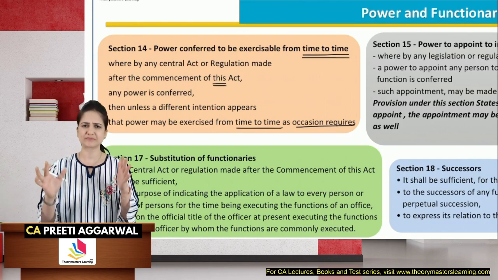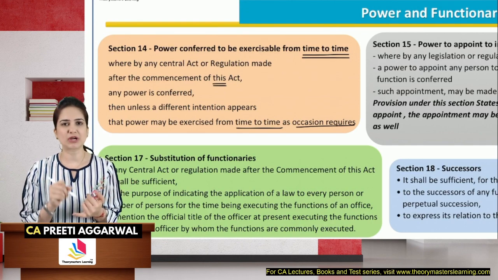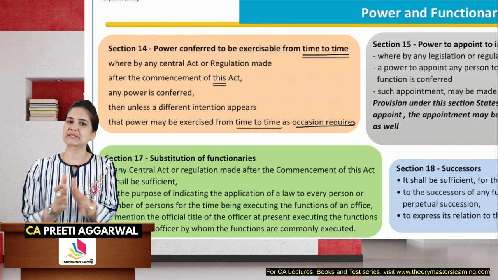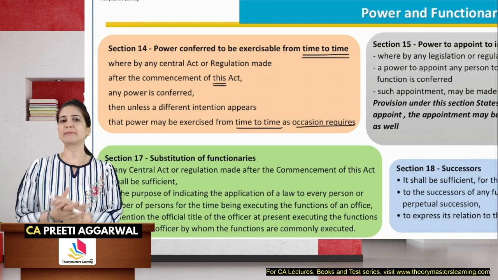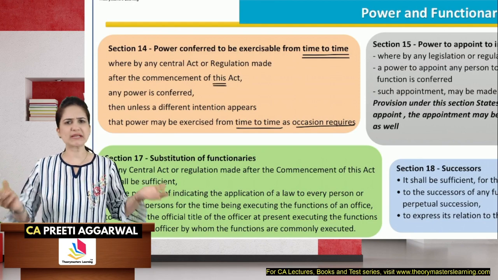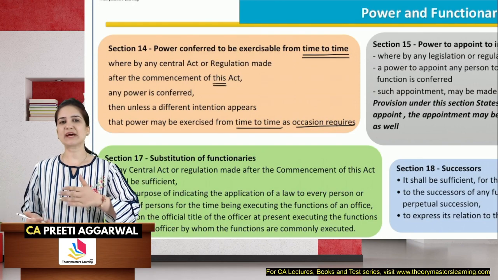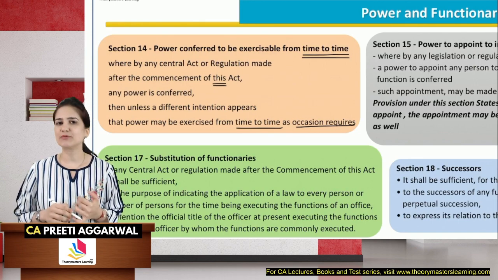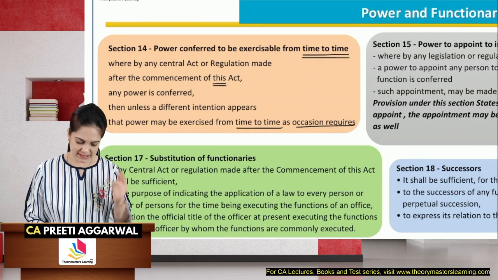So once we have given you certain power, like power may be given to the directors, to the members, it may be given to the company secretary. So if a power is given, then that power can be exercisable from time to time. Whenever required, you can exercise that power. Like directors have the power to declare interim dividend, you can exercise that power from time to time whenever you want to declare interim dividend. The members have the right to appoint the directors, to appoint the auditors in the annual general meeting, to fix their remuneration, so that can be exercisable from time to time. That is discussed under section 14.